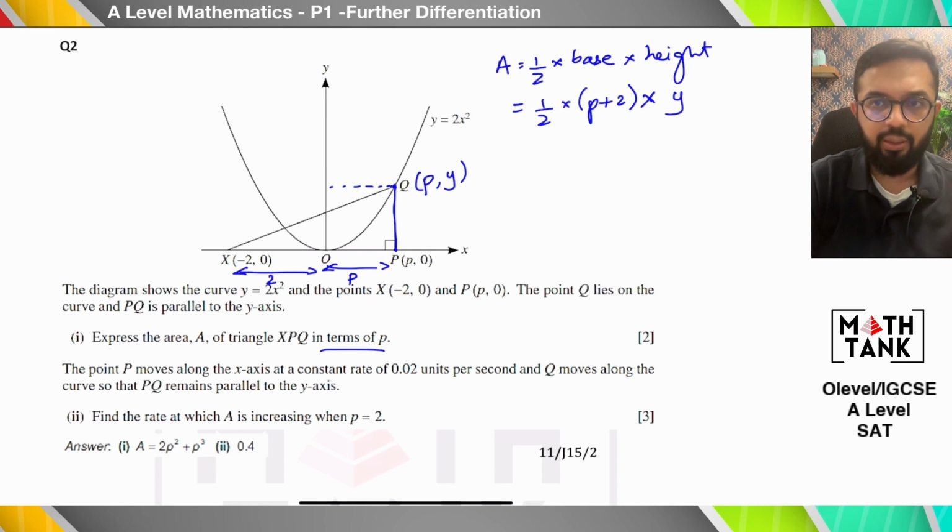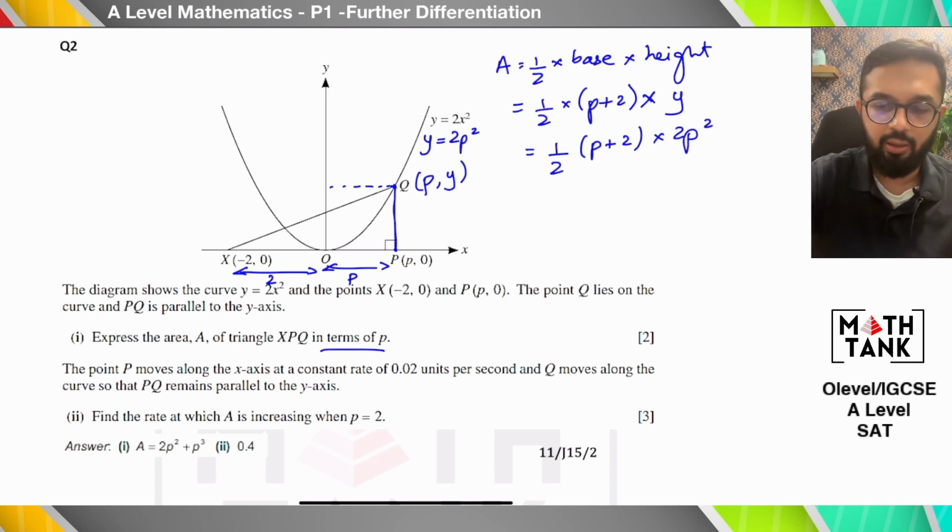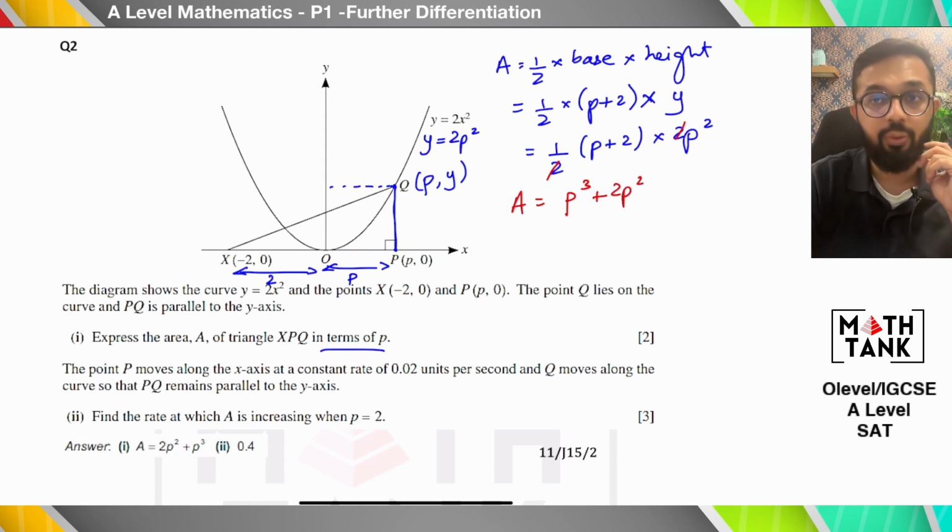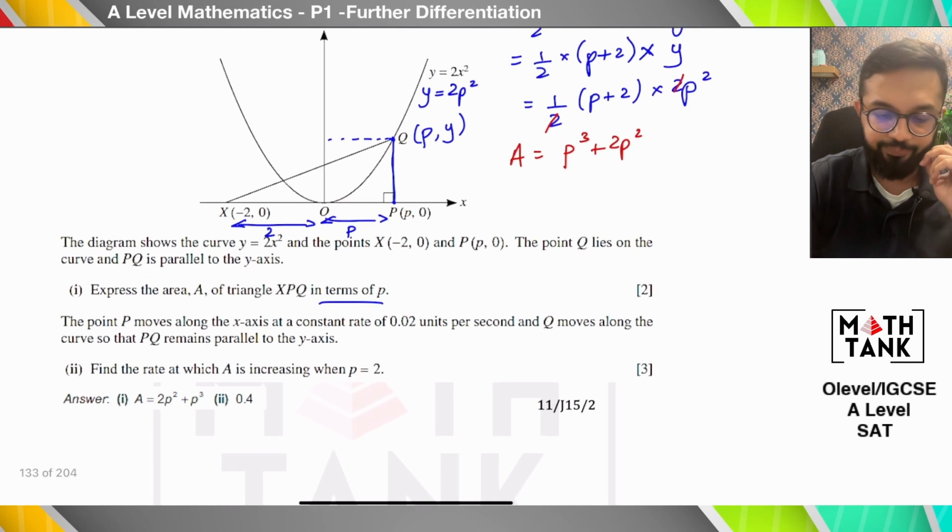So what I can do is plug this coordinate into this curve and say that Y is Y, X is P, so Y should be 2P squared. So I'm going to say half P plus 2 into 2P squared. Cancel out the 2's and this becomes P cube plus 2P squared. So area is P cube plus 2P squared.